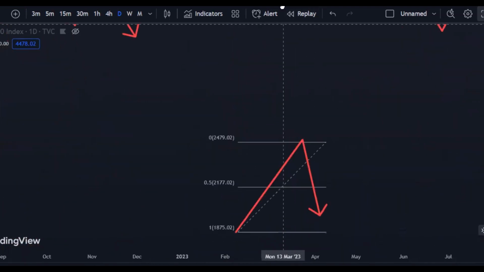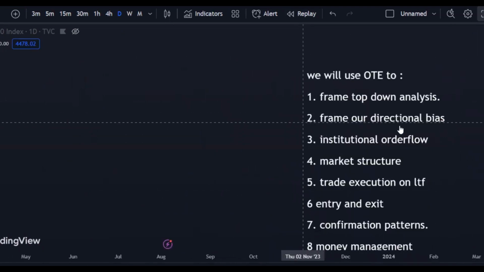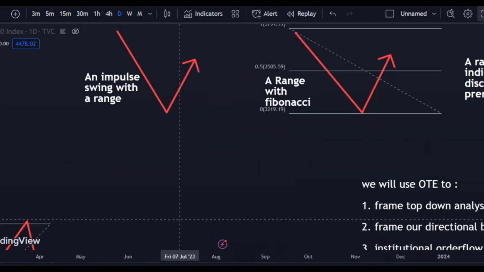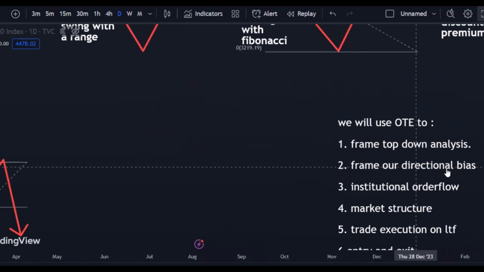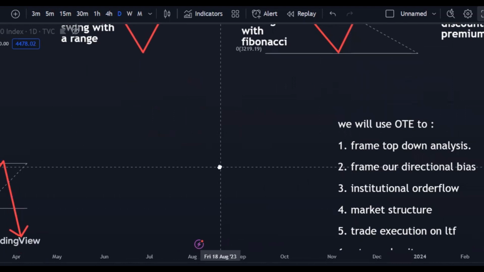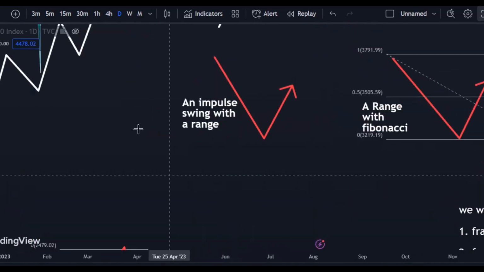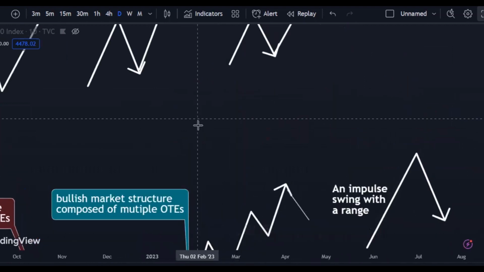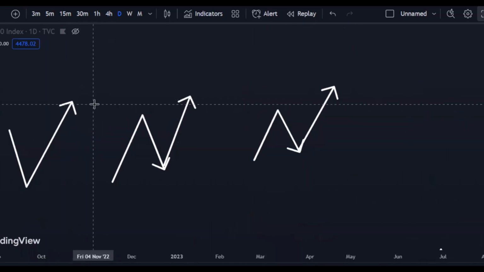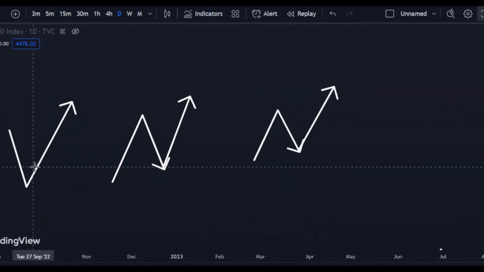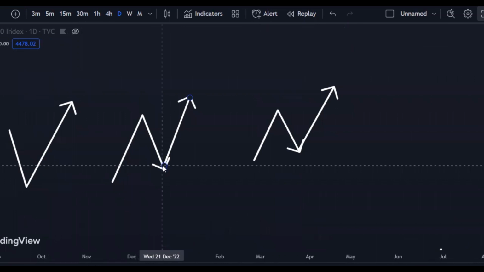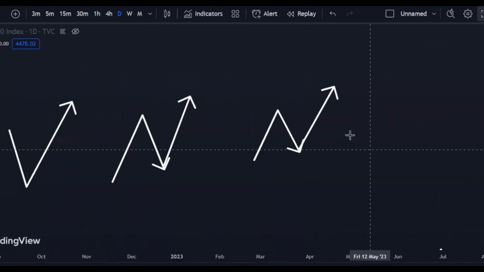Okay, so now that we are done with that top-down analysis, next thing we do is frame our directional bias. Okay, I just framed our directional bias. Because from that daily perspective, I just showed you guys directional bias and institutional order flow. This number 1 to 4 is what I will take to my next explanation. So from that simple analogy I just gave you guys, you can see I just framed my directional bias on daily, on weekly, on monthly. Daily is bullish, weekly bearish, but now price has broken to the upside, which is bullish, and then monthly has been bullish. All right.